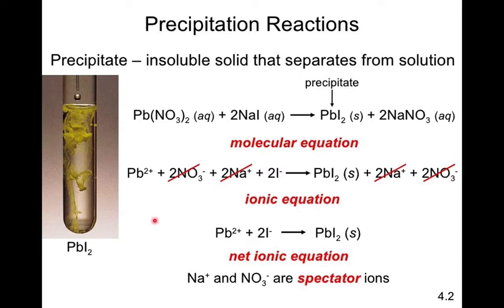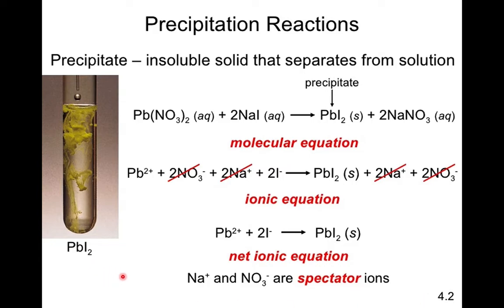We can go in the same way we can with algebra. We can go in and cancel anything that's present on both sides of the arrow. So nitrate is present here and here, so we put a line through it, we cancel it out. Sodium is here and here, cancel, cancel. And we're left with our net ionic equation. That one lead gets together with 2 iodides to precipitate as lead 2 iodide. Sodium and nitrate are left as spectator ions, and they're in the supernate part of the solution.